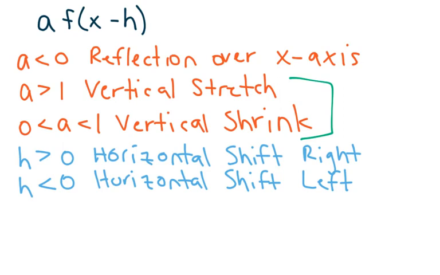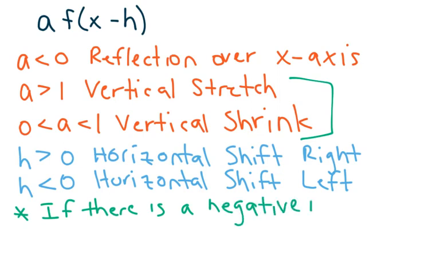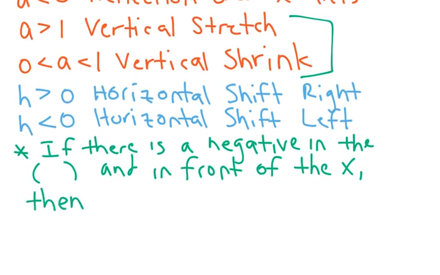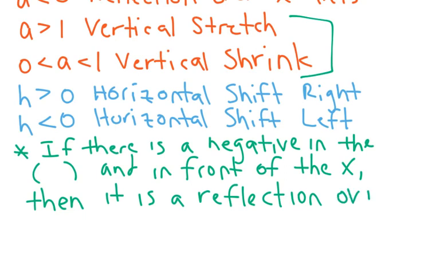But before I move on to the letter on the outside of the parentheses, I do want to talk about what happens if this value ends up being a negative. Okay? So I'm going to write here as a little note, if there is a negative in the parentheses and in front of the x, then it is a reflection over the y-axis. Now I don't see this very often, but it does occasionally pop up. So I always like to point it out before really moving on.